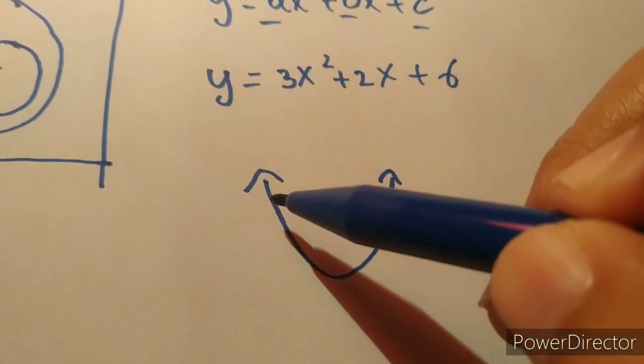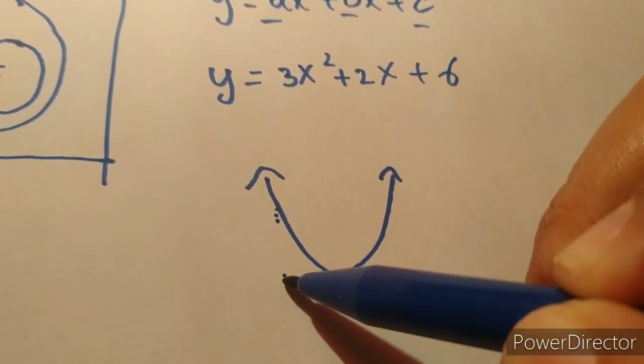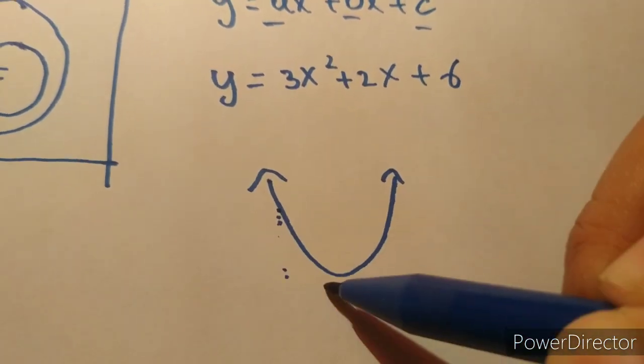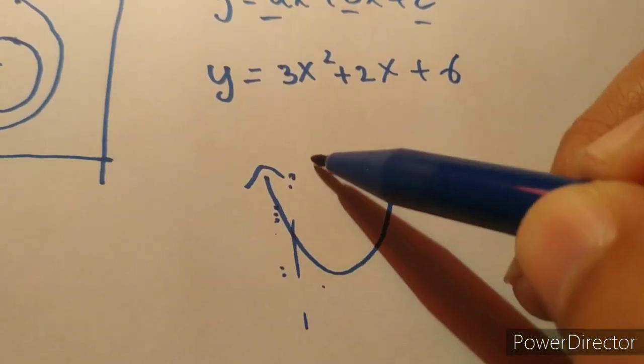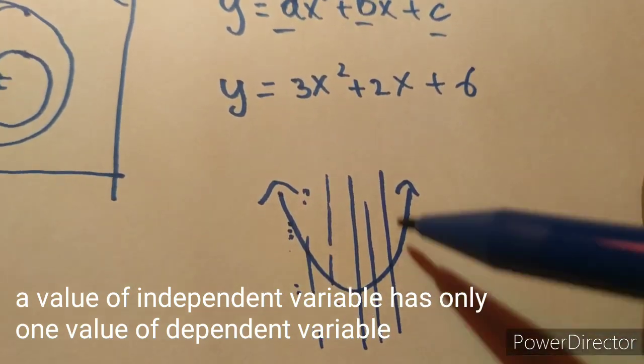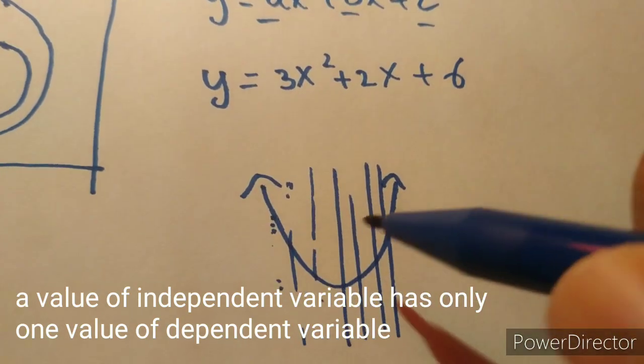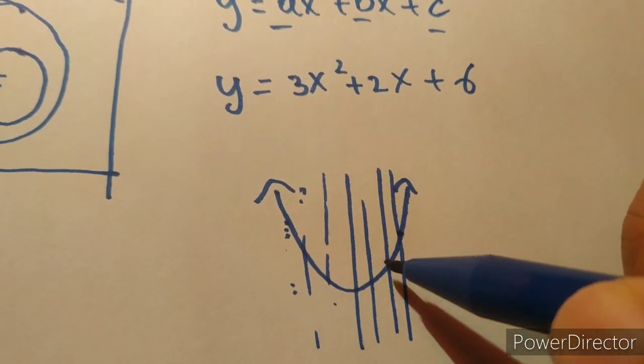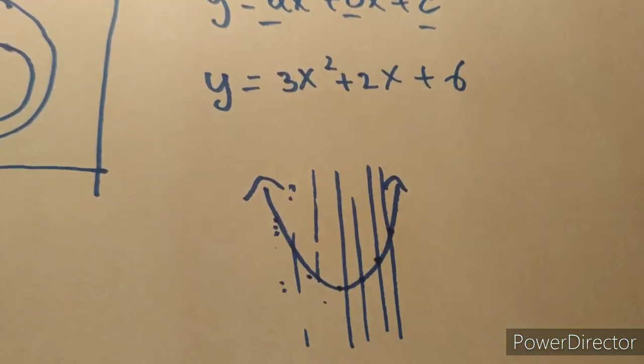Why? Because a value of x will have a value of y. A value of x will have only one value of y. So this is a function.